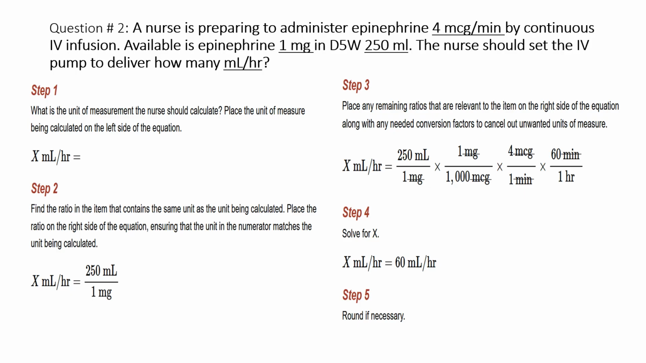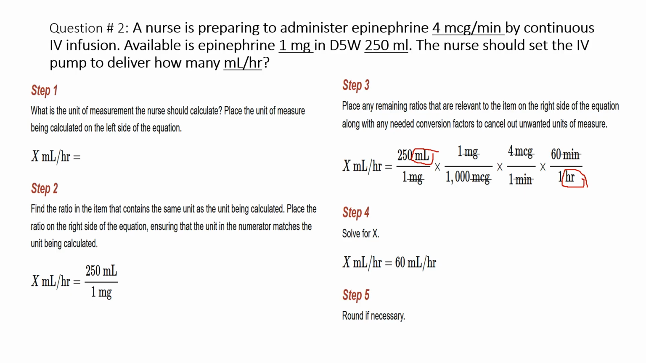So we already canceled out the micrograms, right? Now we're going to move on to our time. 60 minutes is in 1 hour, so we're just going to do the 60 minutes over 1 hour. Here we are crossing out the minutes. So what does that leave us with? All that we have left is the ml per hour.